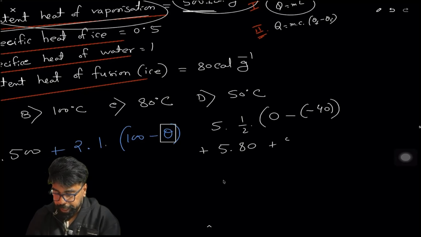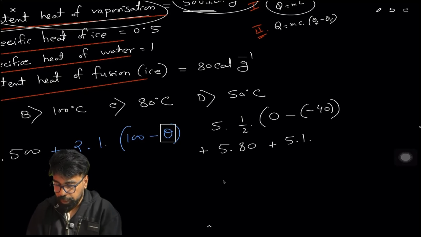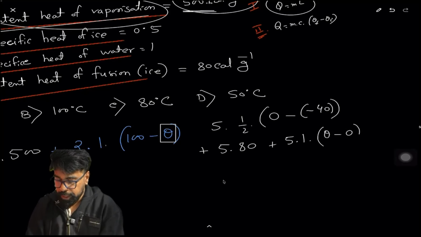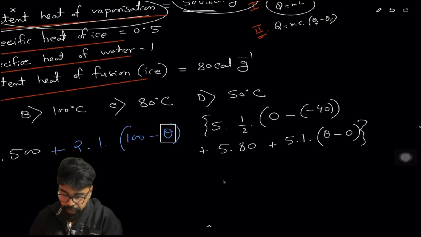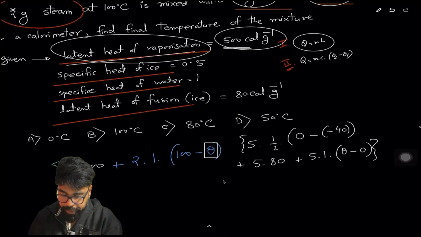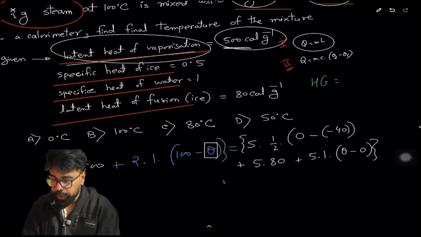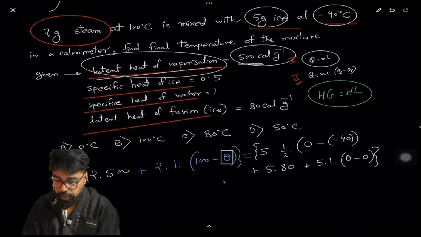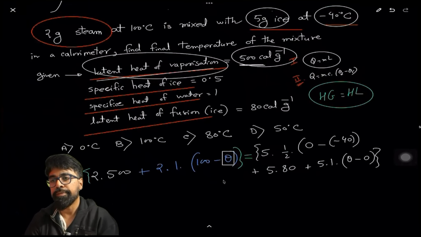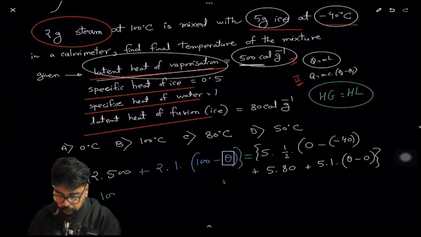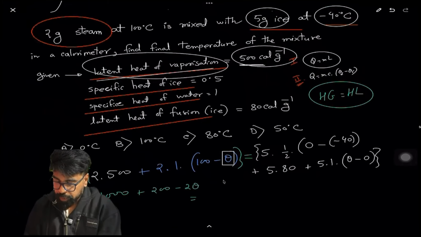So how much heat will the water further absorb? 5 into 1 into (theta minus 0). The right hand side terms are the heat gain, and the second bracket term in green is the heat lost. And the principle of calorimetry says that heat gain equals heat loss. So using this, we have written this equation. Now once you solve this, this is 1000, this is 200 minus 2 theta, and this is equal to 100 plus 400 plus 5 theta.